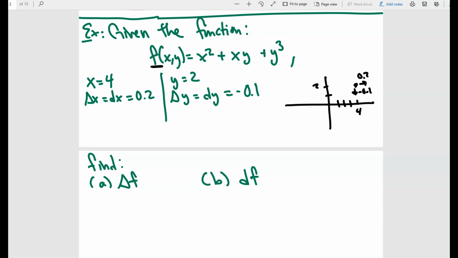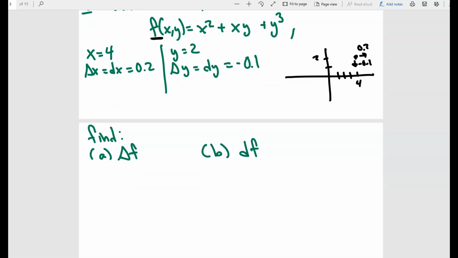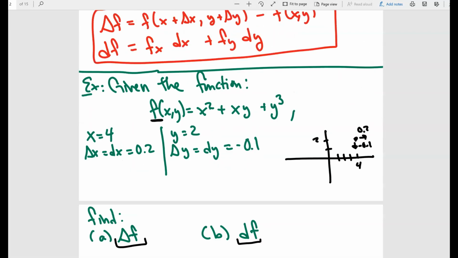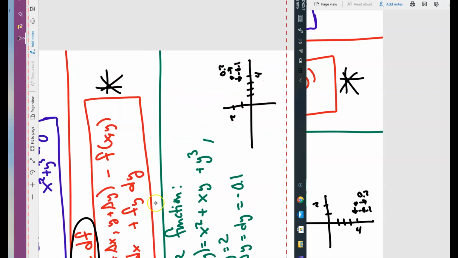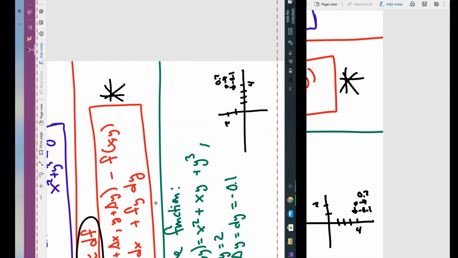Okay, so the way that we're going to do it, we are going to do it first the old-fashioned way. Let's just calculate what the actual change will be, and then we'll do the derivative and see how that pairs off. Because what we said was that we can approximate the change in f with the differential. And here we have these formulas that are going to help us figure out this problem. So let's start off with the first part.